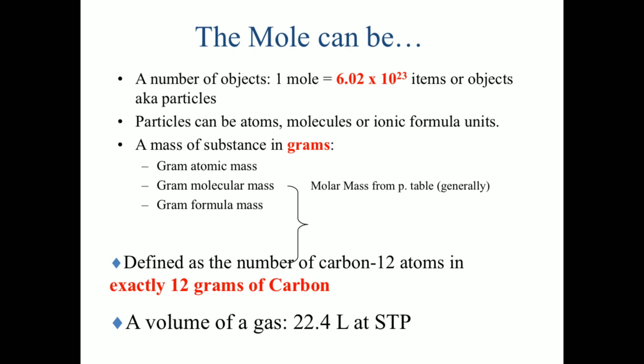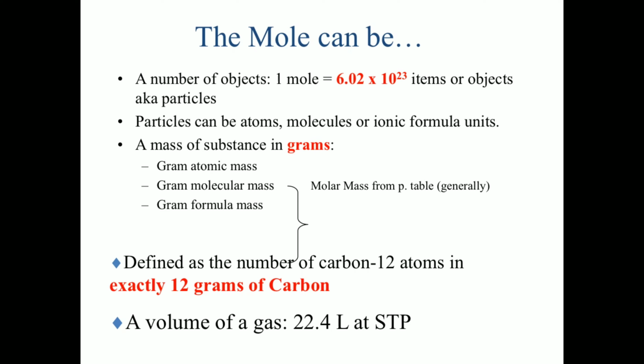So what 1 mole translates to is the mass in grams from the periodic table. If we have 6.02 times 10 to the 23 particles, we always have the same mass as that listed on the periodic table. Additionally, a mole could be 22.4 liters of any gas at STP. This is possible because the kinetic molecular theory states that gas particles have no actual volume.